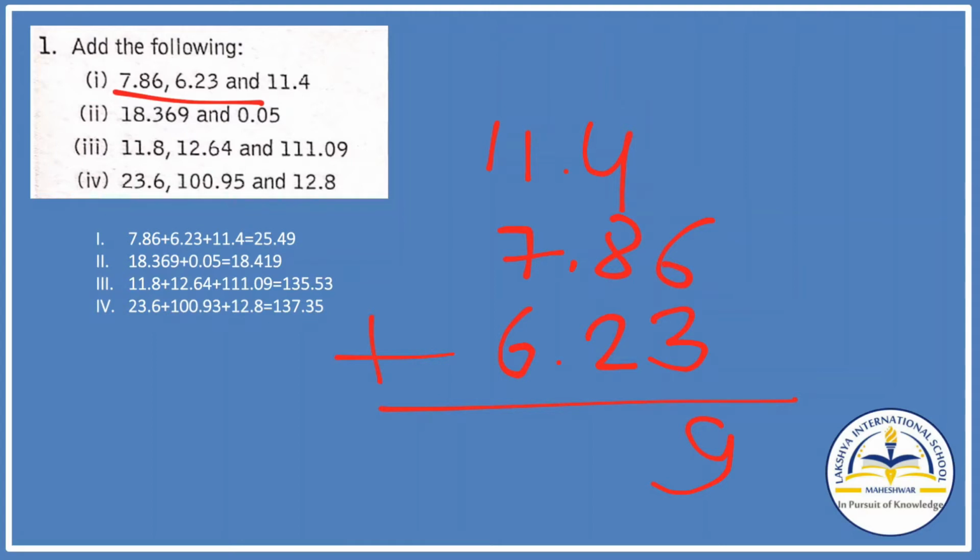Now 4 plus 8 plus 2 is 14, 14. Now 7 and 6 is 13, 13 plus 2 is 15, 1, 2. So 25.49 will be the answer of adding these decimals.